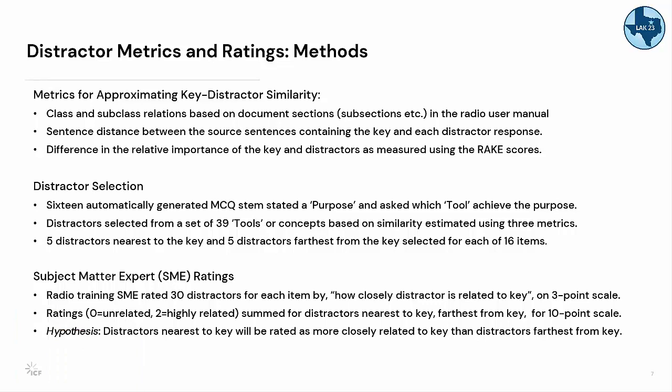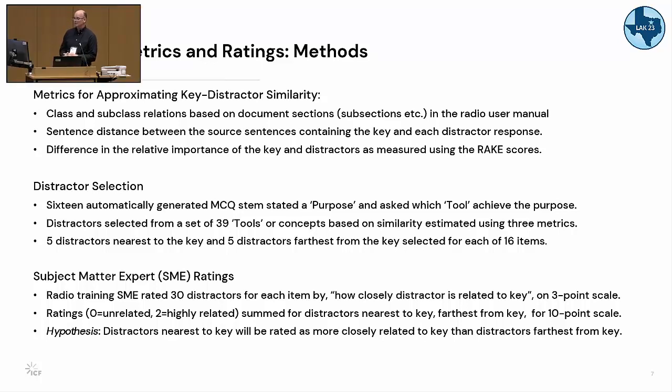So I've described these metrics and the three approaches that we were using for approximating the key distractor similarity. First, based upon the class and subclass relations from the document sections and the subsections in the user manual. Second, based upon the sentence distance, and this was measured simply in terms of the number of sentences away of each distractor from the key.